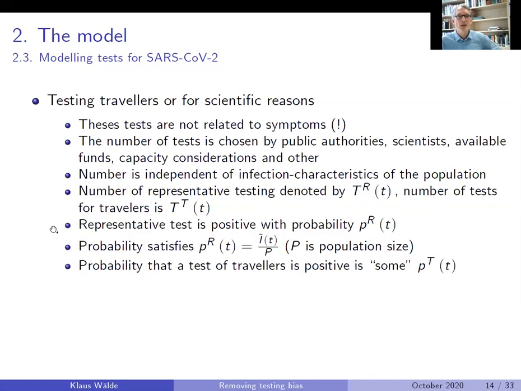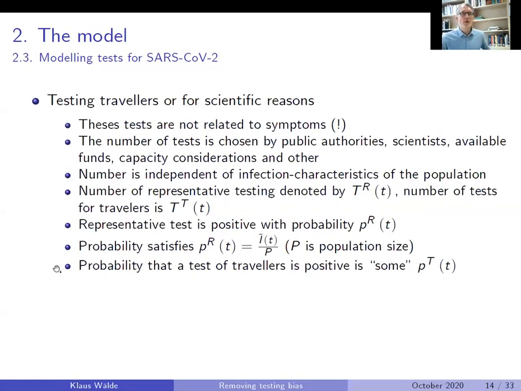Representative testing is positive with a certain probability PR. This is just a notation, but luckily we know something about this probability. If we truly have a representative sample, then this probability satisfies I tilde divided by P. So what is I tilde again? I tilde is the number of CoV-2 infected individuals at a point in time T, so both with and without symptoms. And we divide this by the population size. So this gives us the probability that a representative test yields a positive outcome.